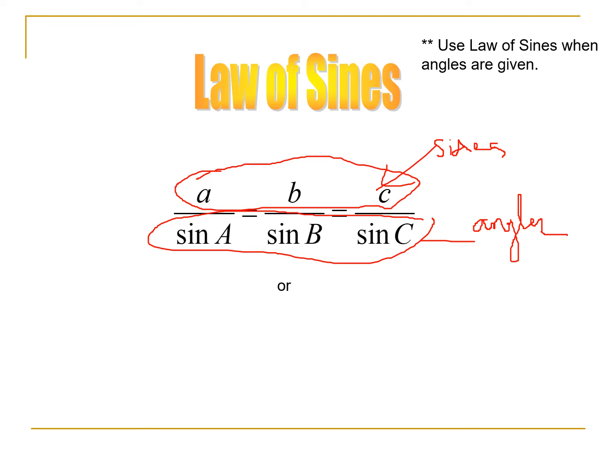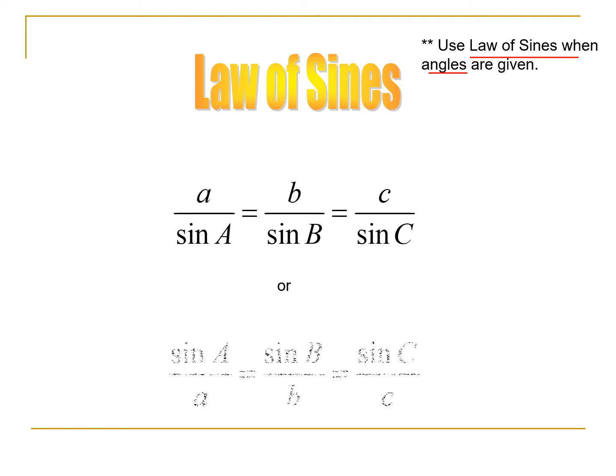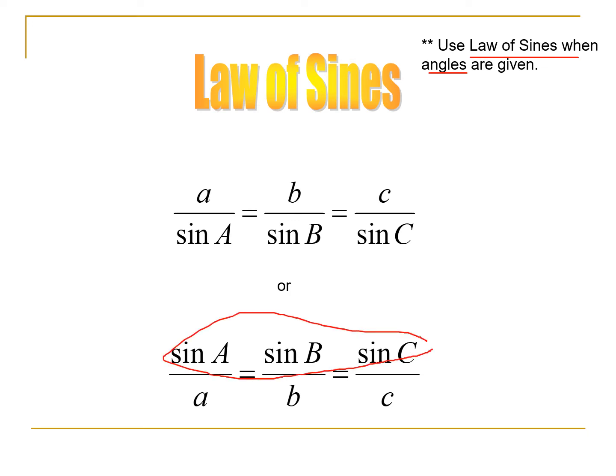We use the law of sines when we have some angles that are given, maybe one angle, maybe two angles, maybe even three angles. So use law of sines when angles are present. Now if you notice there's an "or" right here, that just means we have another version of the law of sines. Everything can be flipped around, so you can put all the angles on top and all the sides on the bottom. As long as you're consistent, it doesn't matter what's on top and what's on bottom.